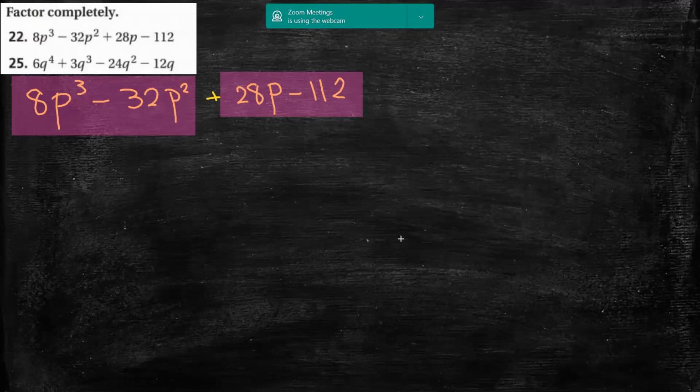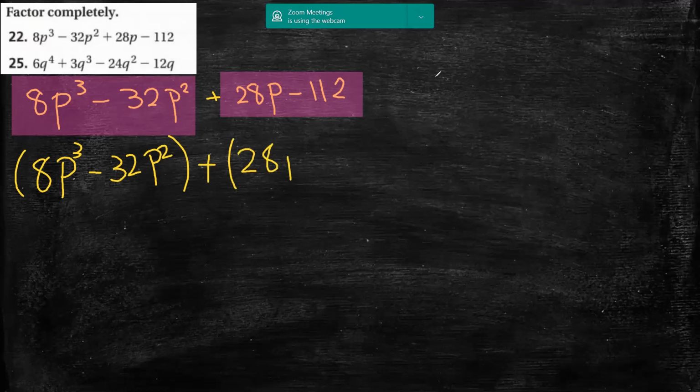So now here we have this polynomial. The first step, we have to group them into pairs. The first pair is 8p cubic minus 32p squared, and the second pair is 28p minus 112. Then after that, let's write them like 8p cubic minus 32p squared plus 28p minus 112.